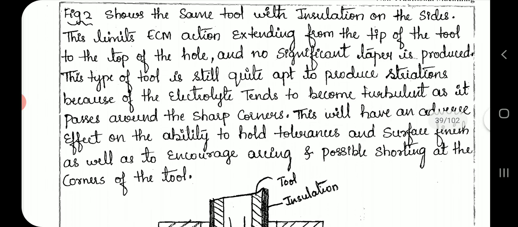Figure 2 shows the same tool with insulation on the sides. This limits ECM action to the area extending from the tip of the tool, and no significant taper is produced at the top of the hole. This type of tool is still quite apt to produce striations because the electrolyte tends to become turbulent as it passes around the sharp corners. This will have an adverse effect on the ability to hold tolerances and surface finish, as well as encourage arcing and possible shorting at the corners of the tool.